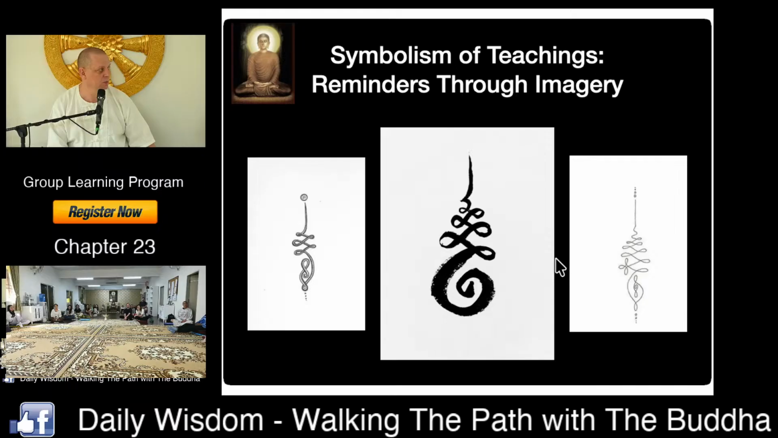So this first image, I refer to it as the Na, or some people call it the unalome. This is actually a symbol of enlightenment. This one in the middle is very common, so we'll talk about this one first. This is actually symbolizing your journey to enlightenment and your path to enlightenment. And oftentimes this is used as a symbol of enlightenment as well.